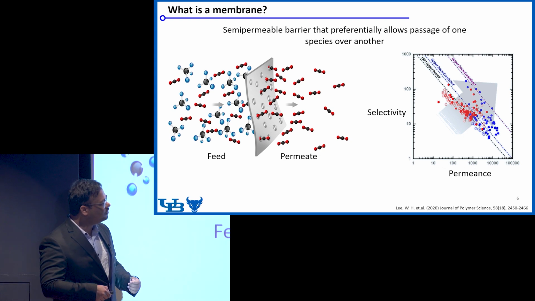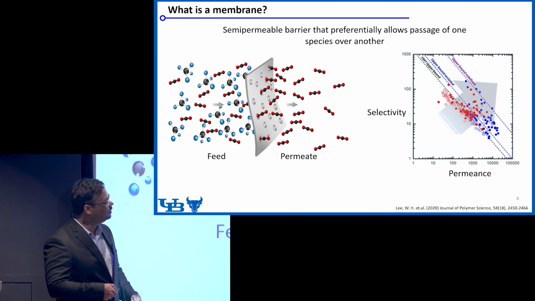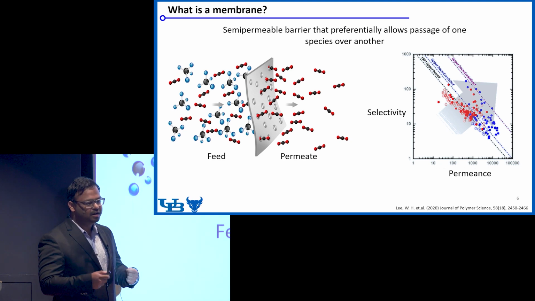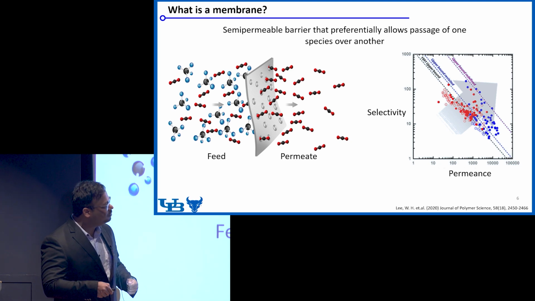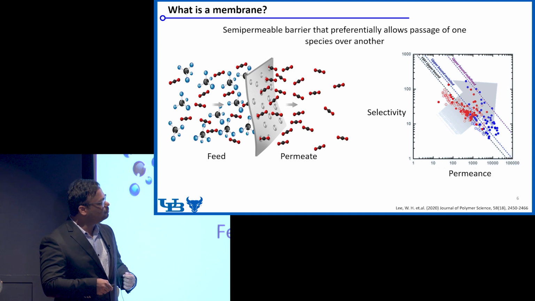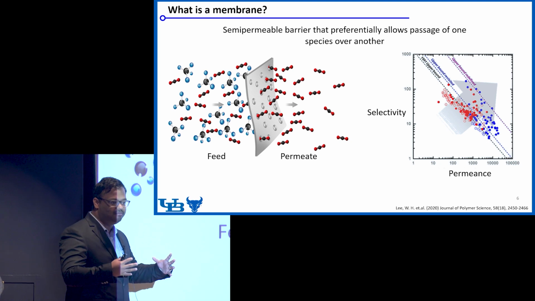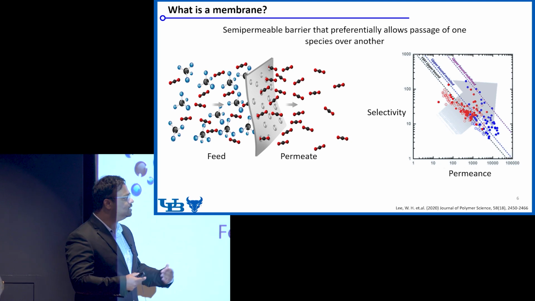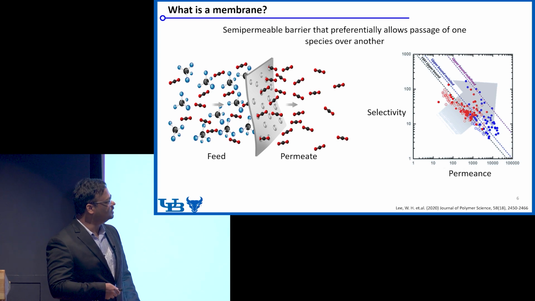This is a trade-off for gas separation, as an example I'm showing, and people are trying to design newer and newer materials to push this boundary towards the upper right-hand corner. Our goal in our lab is to push the boundary to the upper right-hand corner so that you would require less membrane area and less footprint in industry to adopt the membrane technology.